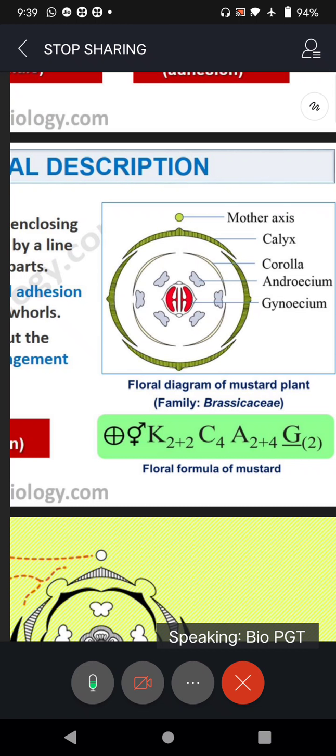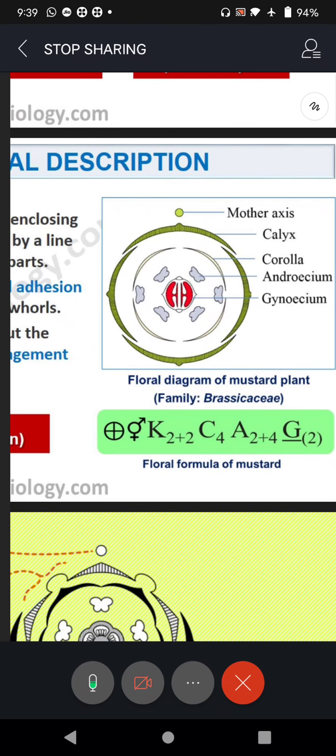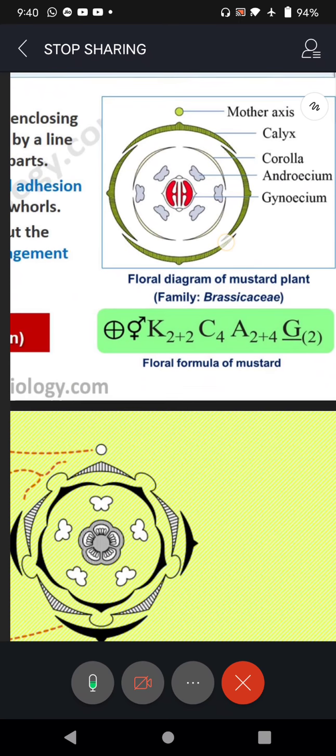First the axis, the mother axis. Then the outer ring is the calyx, the green colored ones. Then the corolla, actually white, but you can draw very colorful ones, red or pink, because petals are very colorful. Then the third ring is the androecium, the male reproductive stamens. The fourth is the gynoecium, and inside you show how many locules are there. So this is how you need to draw a floral diagram.